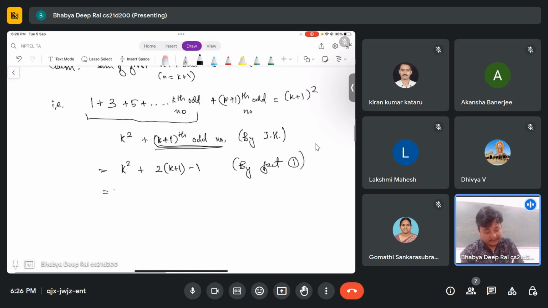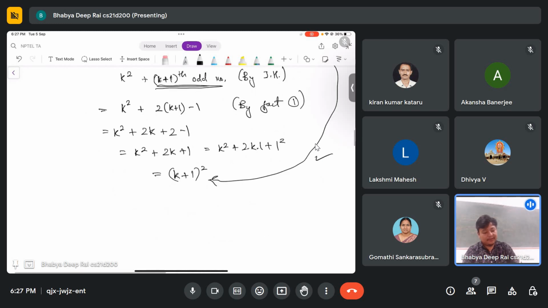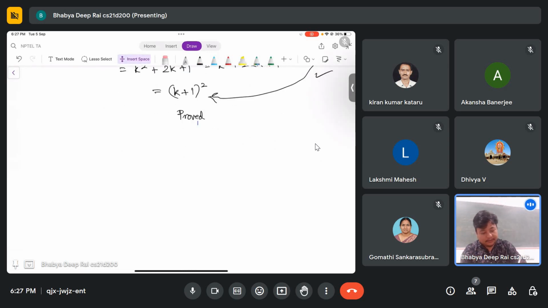Next, I simply simplify it. k square plus 2k plus 2 minus 1, which is nothing but k square plus 2k plus 1, which is nothing but a square plus 2ab plus b square. So this is in that form, a square plus 2ab plus b square, which is nothing but a plus b whole square. So it is true that the sum of the first k plus 1 odd numbers is k plus 1 whole square. So we've not only proved it for 1, 3, 5 or 1, 3, 5, 7, we've proved it for the entire set of odd numbers. So this is the power of induction. Okay, good.